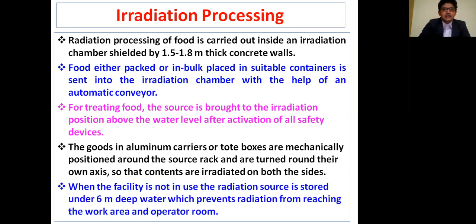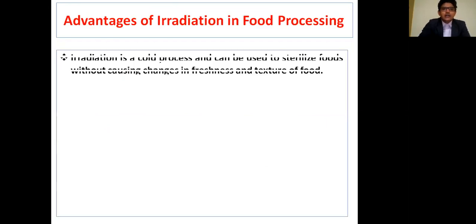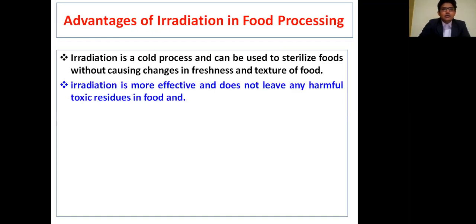When the facility is not in use, the radiation source is stored under 6-meter deep water, which prevents radiation from reaching the work area and operator room. What are the advantages of irradiation in food processing? First advantage is irradiation is a cold process and can be used to sterilize foods without causing changes in freshness and texture of food. Irradiation is most effective and does not leave any harmful toxic residue in food.